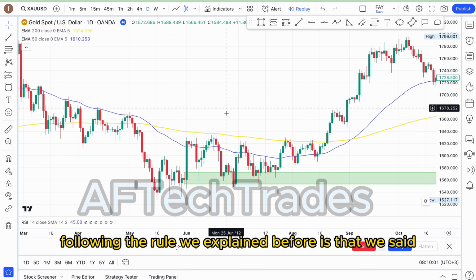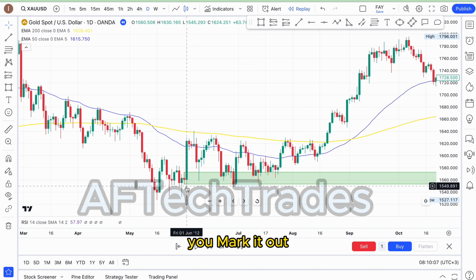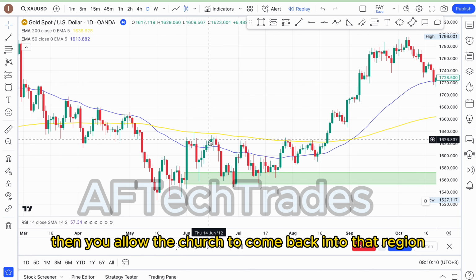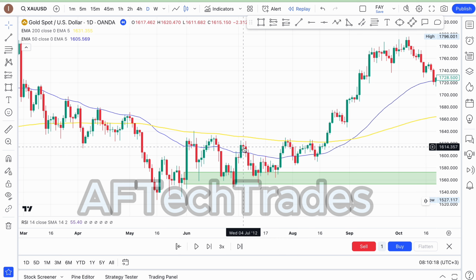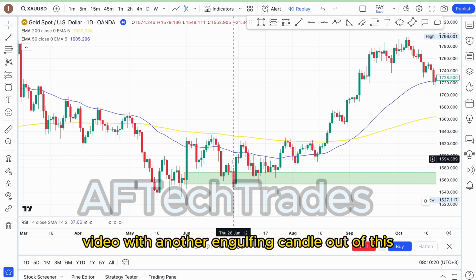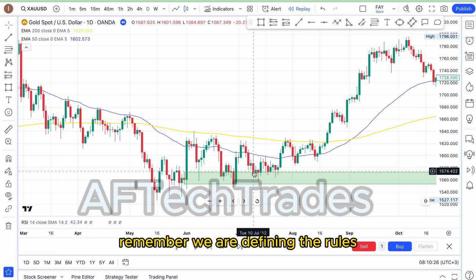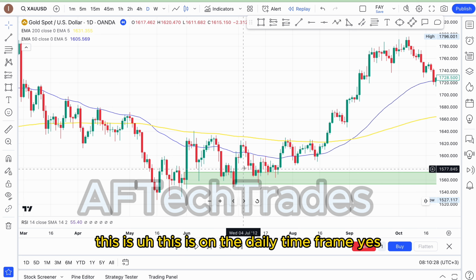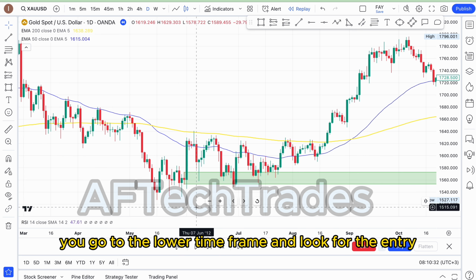Following the rule we explained before, when you see a strong momentum like this, you mark it out, then you allow the trade to come back into that region again, and with another engulfing candle, you can enter your trade. You can check our engulfing candle video. Remember, we are defining the rules. This is on the daily time frame. Before you enter your trade, you go to the lower time frame and look for the entry signal, which we did. We showed an example of the 4 hours time frame.